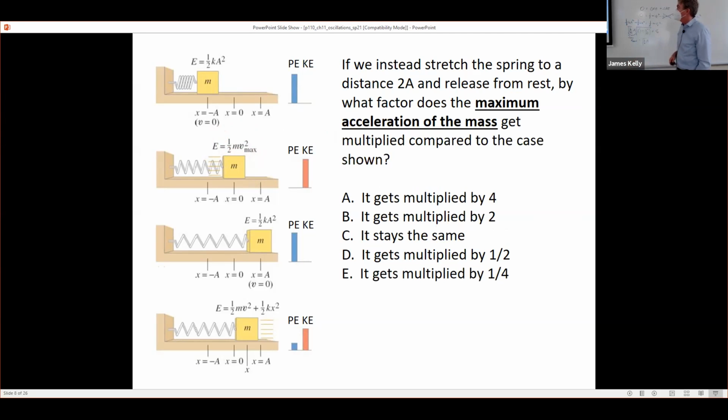Okay, one final one associated with this. What about the maximum acceleration of the mass? The mass is oscillating back and forth. We haven't thought too much about things that are oscillating like that, back and forth on the x-axis, say, in terms of their acceleration, but you have enough information from what we've talked about to reason about the maximum acceleration of the mass.